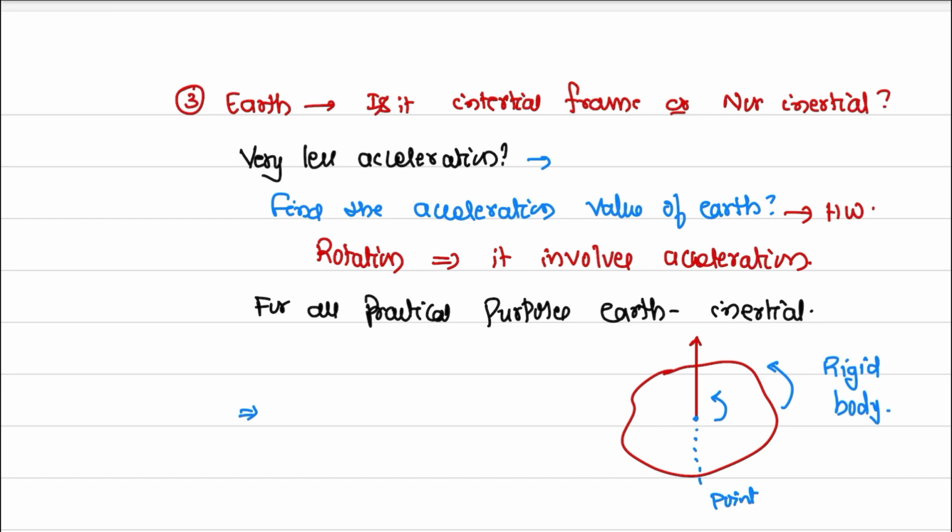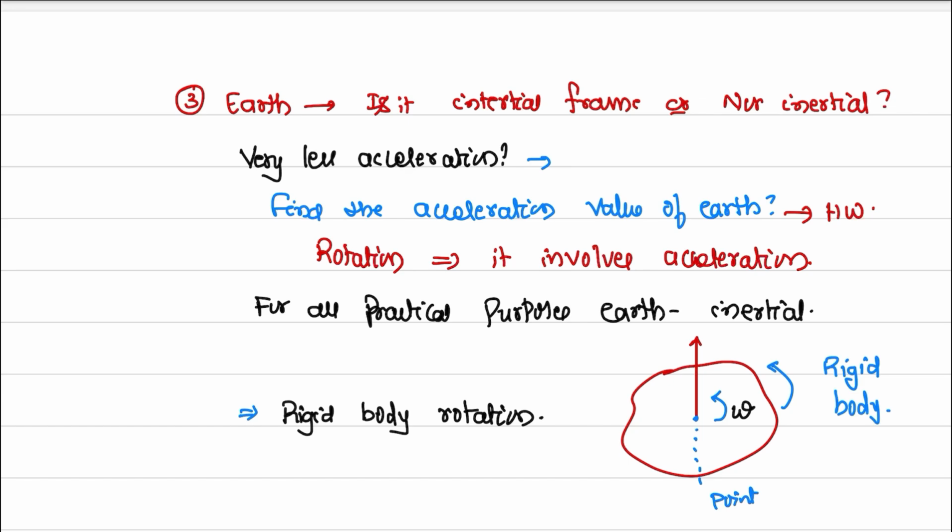When an axis is defined, it is parallel to something and passing through some point. When the axis is defined, and about that axis the rigid body is rotated with some omega, then it is called rigid body rotation. About the axis the rigid body is rotating. There is no translatory motion, there is a rotatory motion only.